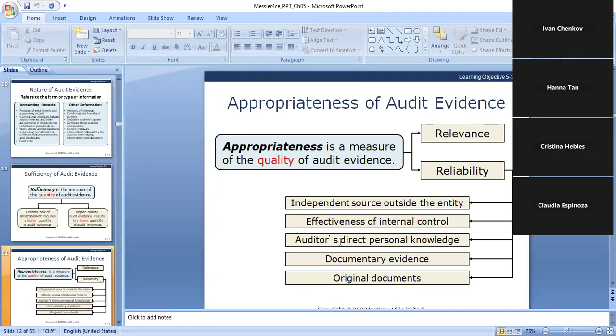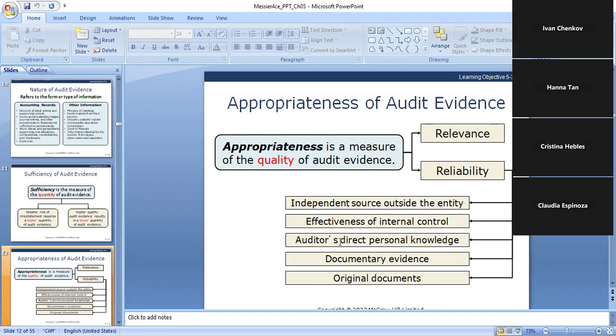Documentary evidence and original documents. Obviously, original documents are always going to be the high level of proof. But again, it's important where that original document comes from. If you can find the original document, that will be the best.